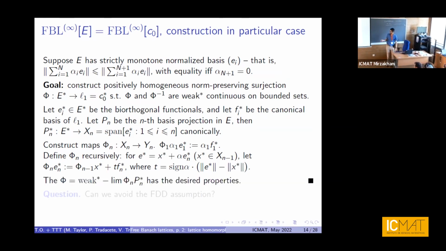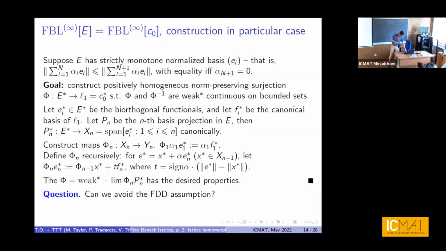And we just compose them with corresponding projections P n star, and then we take the weak star limit, and then now the hand waving part, I say that this map phi will have the desired properties, namely the weak star continuity on bounded sets for the map and its inverse. So here we use strict monotonicity. Now, if you don't have strict monotonicity, if you have just monotonicity, then you have to jump through some technical hoops.